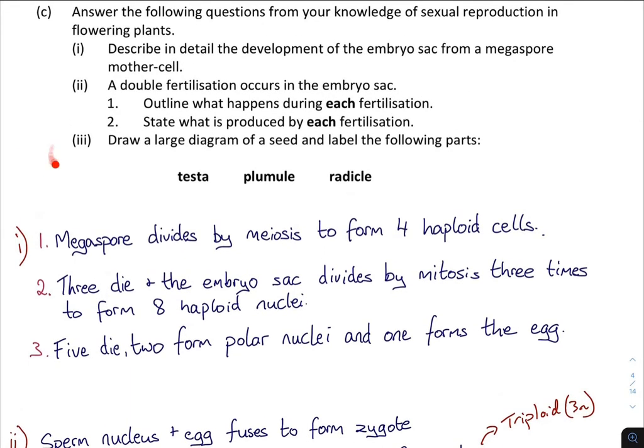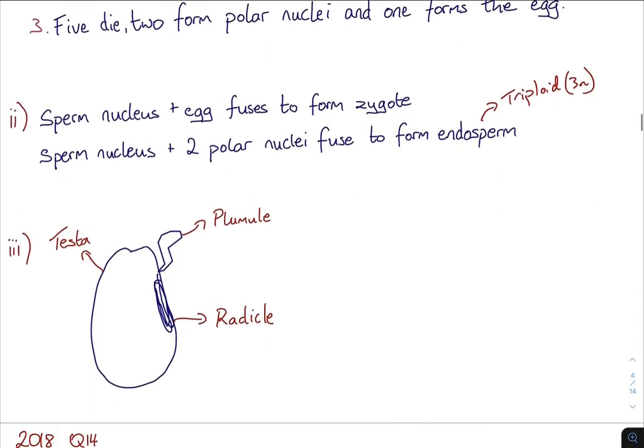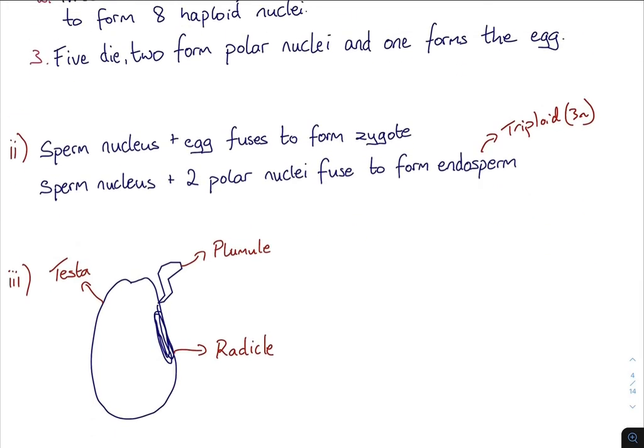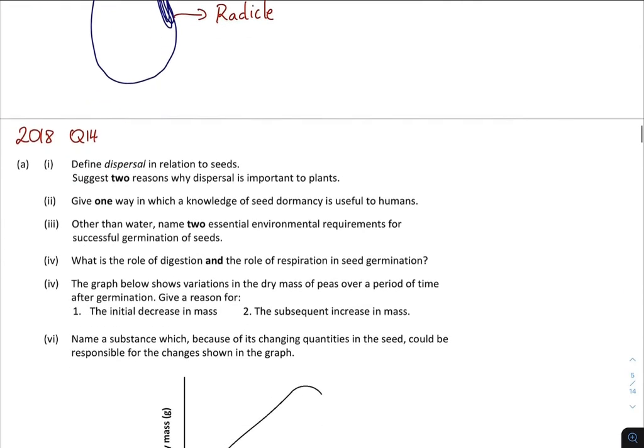For part 3, draw a large labelled diagram of a seed, and put in testa, plumule, and radicle. So look, this is my diagram here. You can see it's pretty bad. It doesn't need to be good. You just need to have it good enough that you can label it. So the plumule is the one that's going on top. The radicle is going to be the roots. So the plumule is the shoot. The radicle is going to form the roots. The testa is the coat. That's it. Don't overcomplicate it. You do not need to be colouring that in or anything like that.